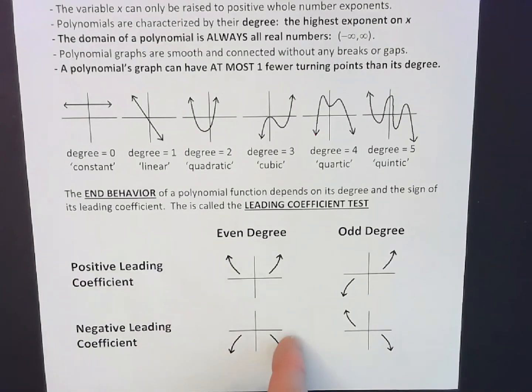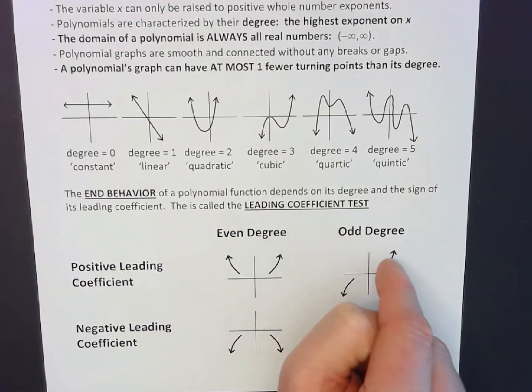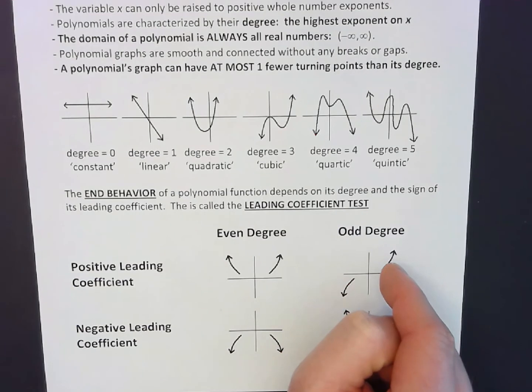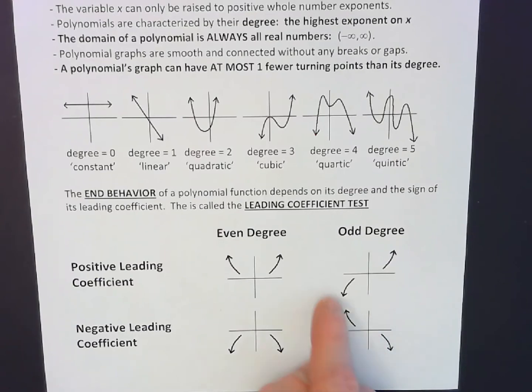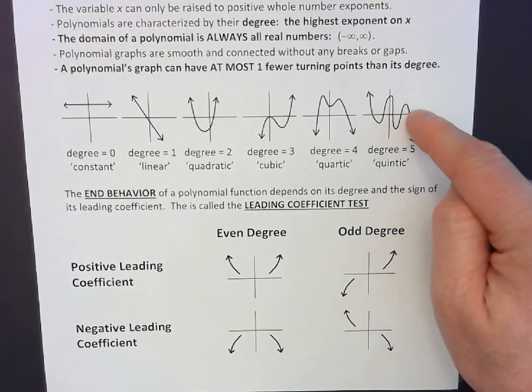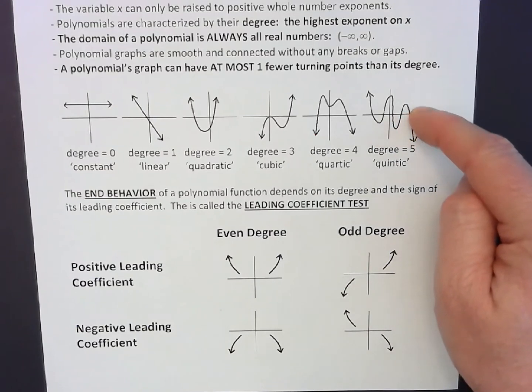It's going to start low and finish low. If it's a positive odd function, you might as well think of it as like positive x cubed. It starts low, finishes high. If it's a negative odd function, it's going to start high and finish low, like this one right here did with the negative 6x to the fifth.